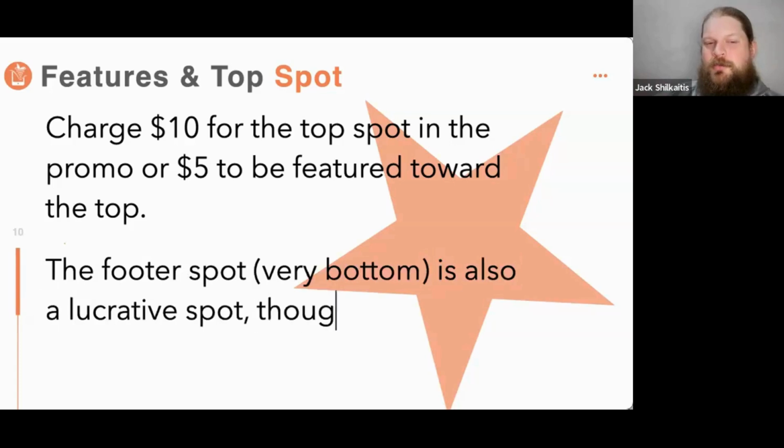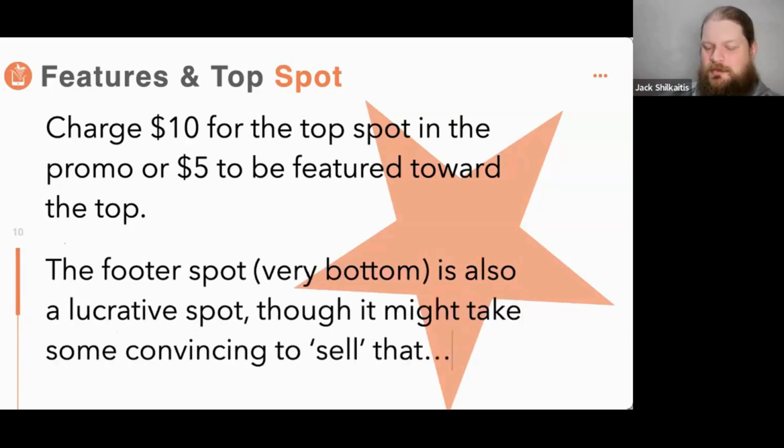Now, this is controversial, but I have evidence on this one. The footer spot, that is the very, very bottom of the promo, and this is sometimes the bottom 2 or 3 books, is also a very lucrative spot. Now, people don't think it is. This is a secret, folks, and you're only going to hear this here.